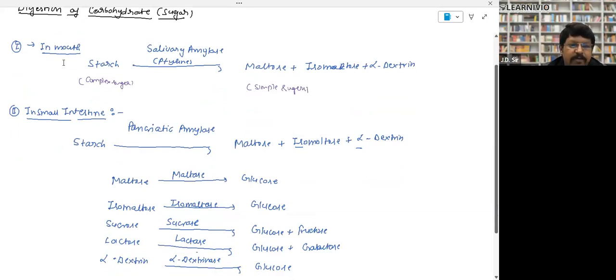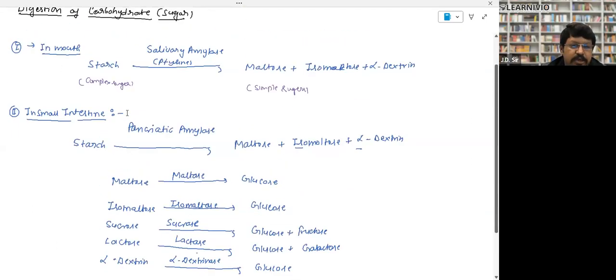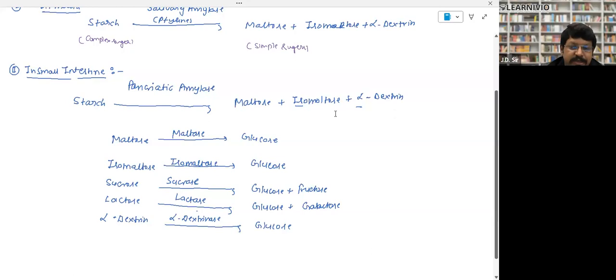Now what happened after the mouth? The food reaches the small intestine. It means much digestion does not take place in the stomach, right? After that, in the small intestine, starch with the help of pancreatic amylase is broken down into maltose, isomaltose, and alpha dextrin. Dextrin is also a simple sugar, right? Now, what happened with these maltose, isomaltose, and dextrin?